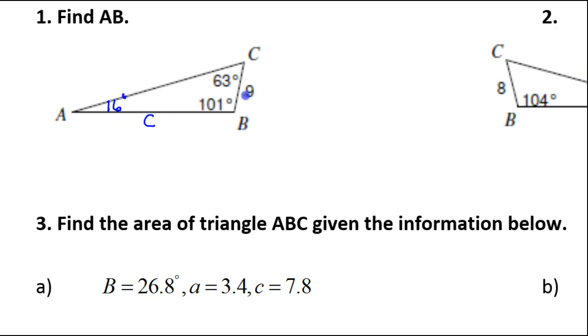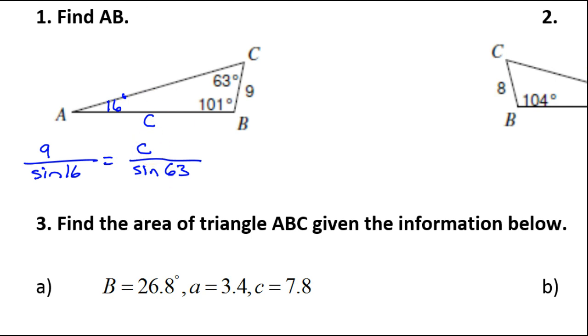So now we can set up the law of sines. Because I want to find a side, I'm going to make sure I put sides on the top, in the numerator. So I can put 9 over the sine of 16 degrees. I'm putting sides on the top because I'm looking for a side. And that's going to equal C over the sine of 63, the angle across from C. All right, there's my law of sines.